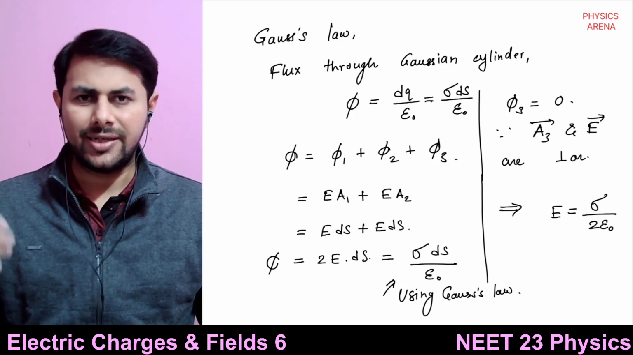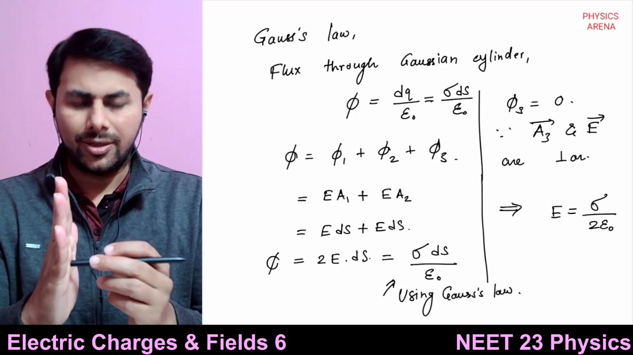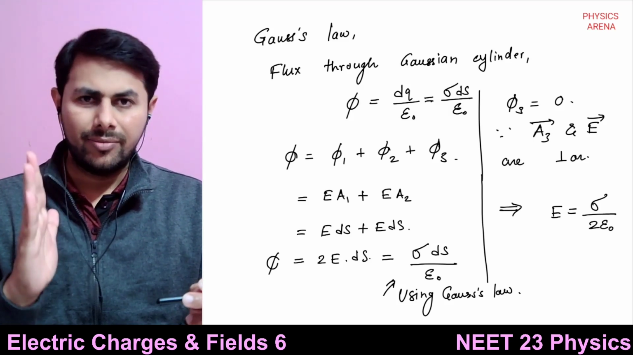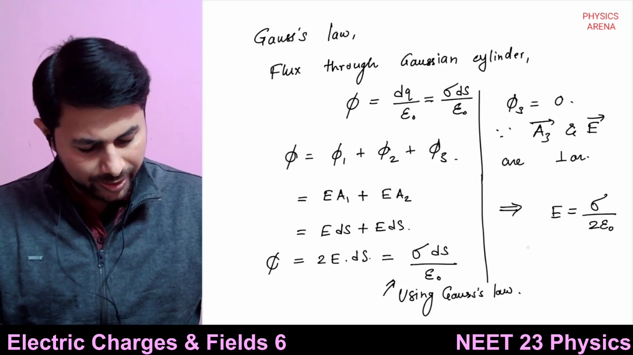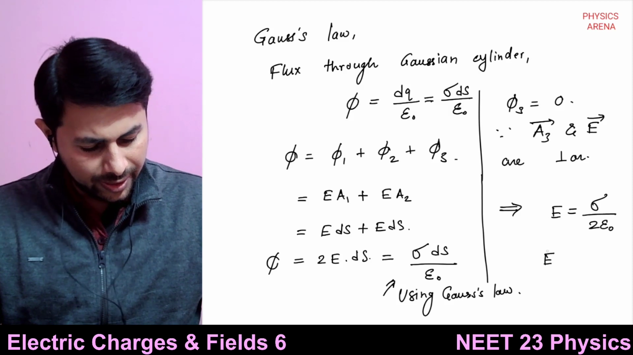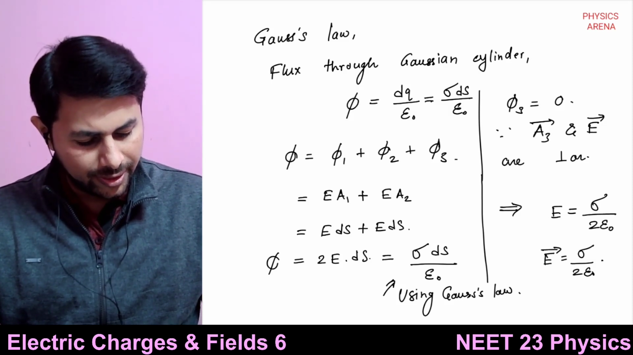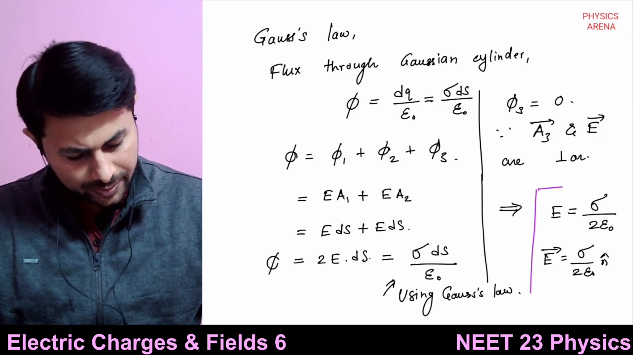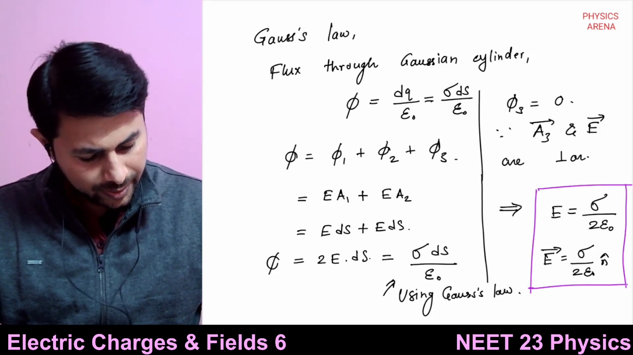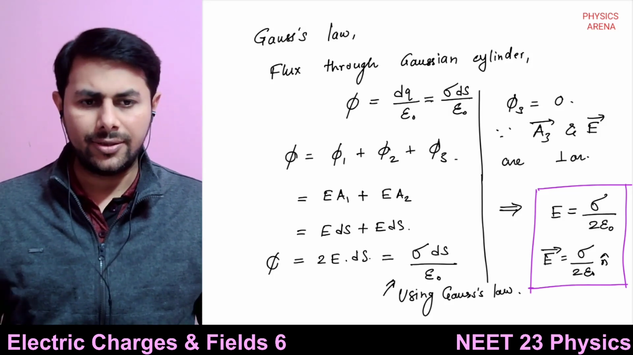Okay, and what is its direction? It is in direction of normal, outward normal to the plane of sheet. Okay, so in vector form, you can say E bar is equal to sigma divided by 2 epsilon naught multiplied by n cap. Got this? Is it clear?